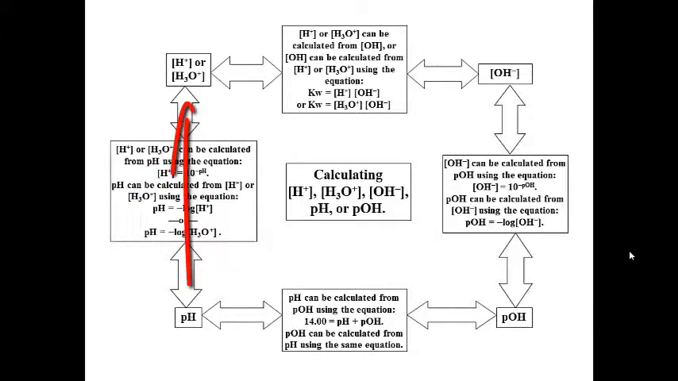To go from pH in the lower left corner back up to the upper left corner, you're going to take the pH value and put it as an exponent on 10 with a negative sign in front of the pH value.